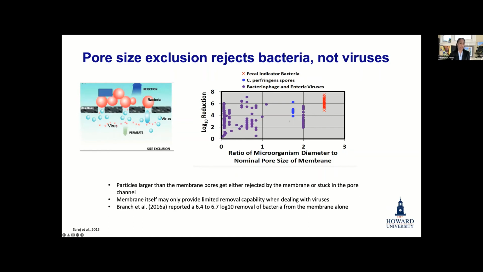This graph on the right really just shows you, again, when you have bacteria and viruses, the log reduction and the ratio of diameter to the pore size of the membrane. And it shows you that for the smaller material, the log removal is lower.